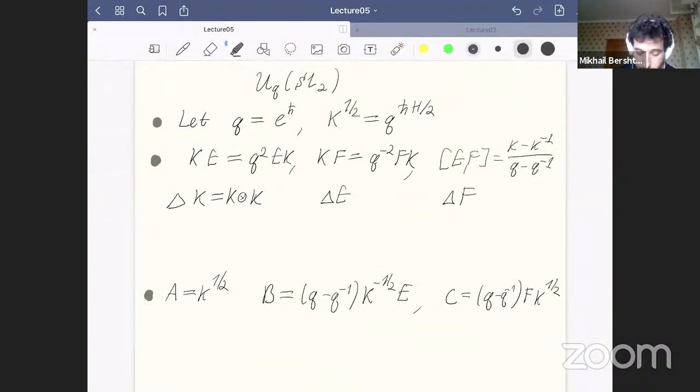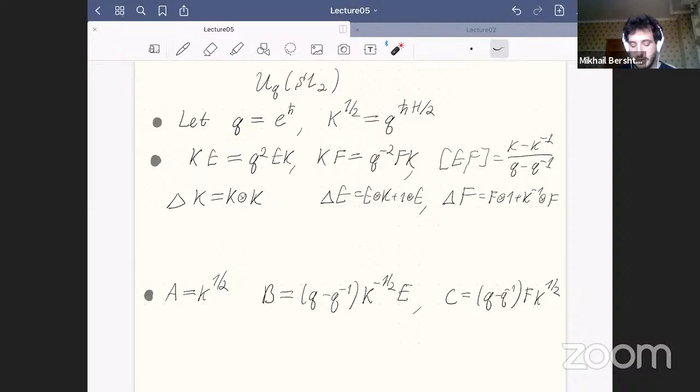And for the coproduct of E, we already have a formula. So the coproduct of E is E tensor K plus 1 tensor E. The coproduct of F is F tensor 1 plus K inverse tensor F. So this is another choice of parameterization, and actually another choice of the generators. So instead of generators E, F, and H, we have E, F, and K to the 1/2 and K to the minus 1/2.